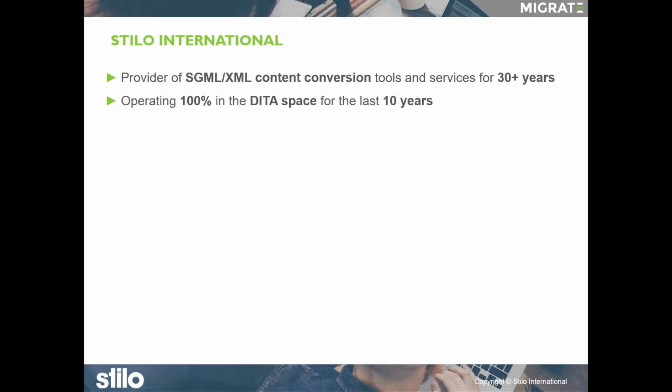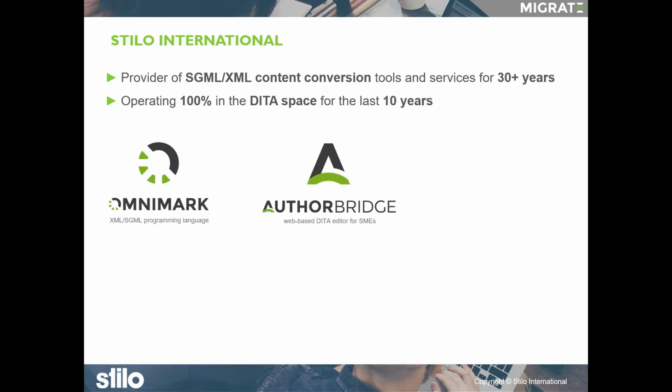So let's start off with a quick intro to Stilo. We're a technology company, and we've been in the structured content processing industry for around 30 years, during which time we've developed and brought to market specialist content processing tools, the initial one being a programming language called OmniMark. This is a structured content processing tool which can be used for manipulating XML content, publishing it, and enriching it, and it also supports high-performance enterprise publishing applications.